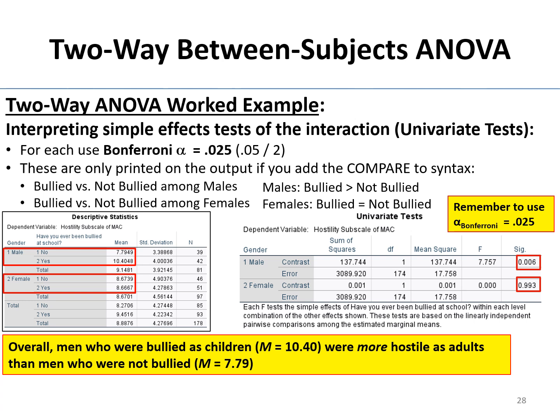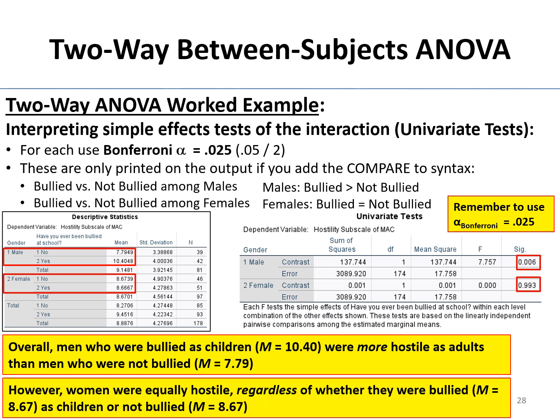So here's my overall take home from this. Overall, men who were bullied as children had a mean of 10.40. It's still shown in the table. They are more hostile as adults than people who were not bullied as a kid, among males. Now, among women, women were equally hostile. So remember, it wasn't significant. So that tells you whatever we're measuring here, it's not significantly different.